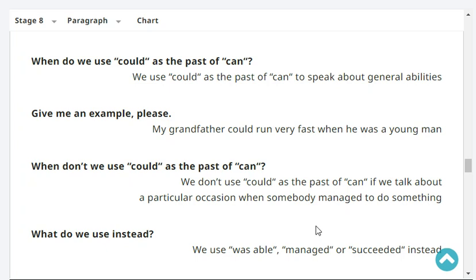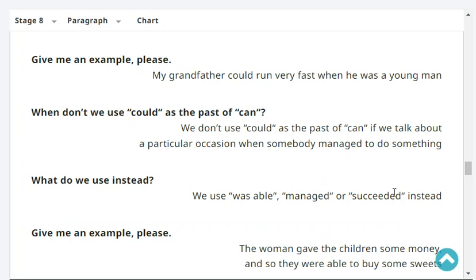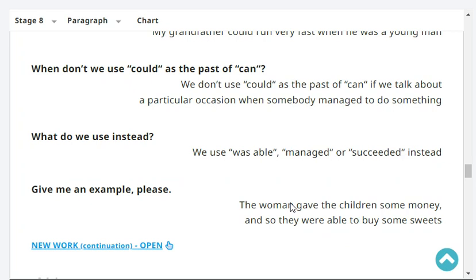Why don't we use could as the past of can? We don't use could as the past of can if we talk about a particular occasion, when somebody managed to do something. Very good.